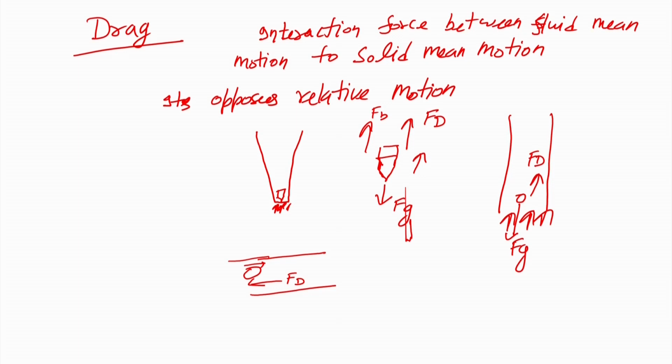So, what we are trying to say is that the drag is a force which acts between the mean motion of the solid and the mean motion of the fluid, and it opposes the relative motion of the object.